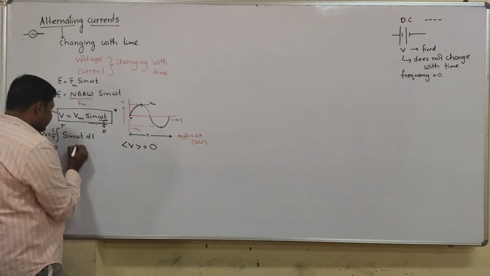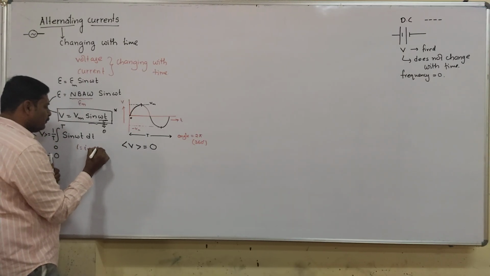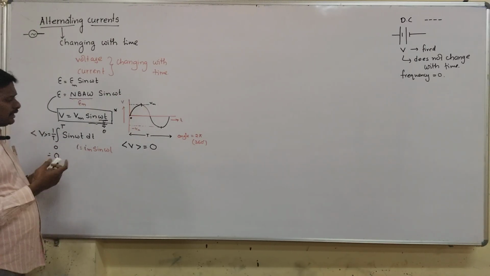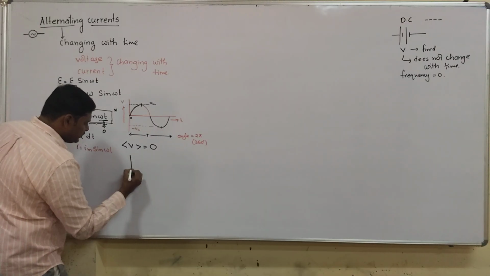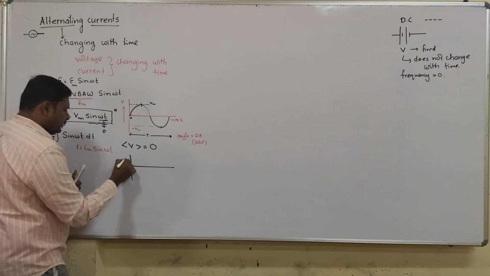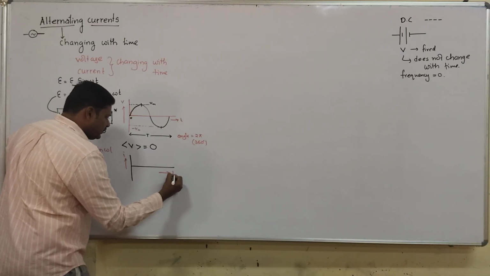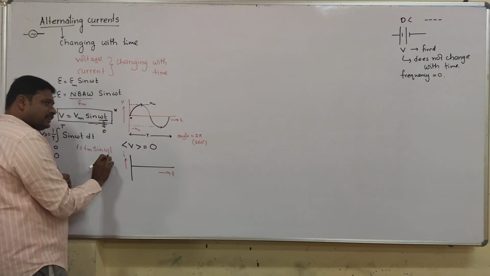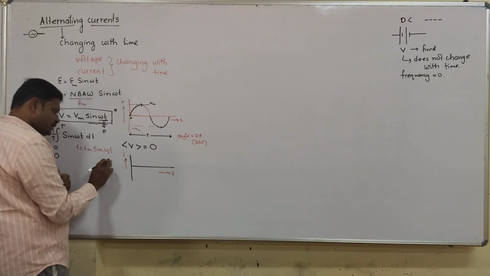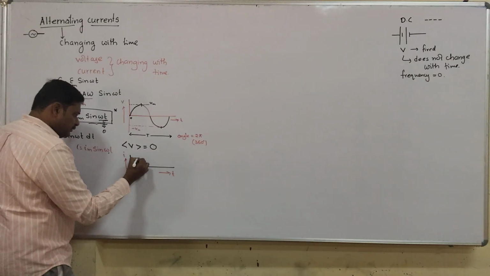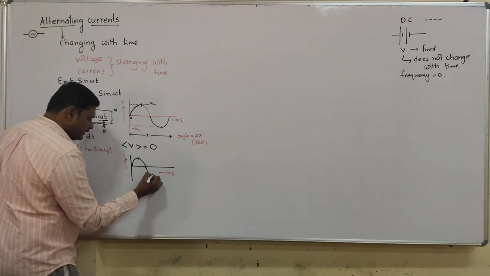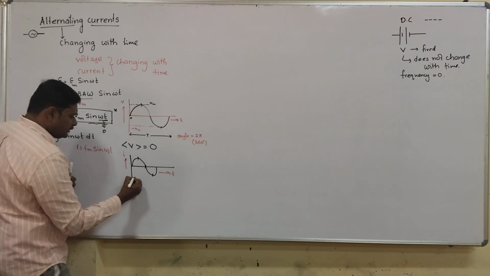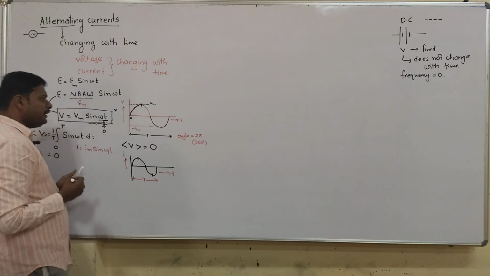In a similar fashion, I is equal to Im sine omega t. This means I is also changing with time. When voltage is changing, current is also changing. So this is now I against time t. How do you write it? Sine 0 is 0, sine 90 is 1, sine 180 is 0, sine 270 is minus 1, sine 360 is 0, like this: 90, 180, 270. It is the same pattern that was observed in the voltage graph. This is equivalent to one time period.